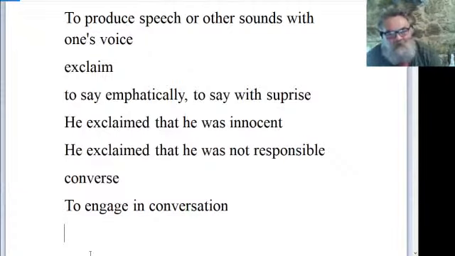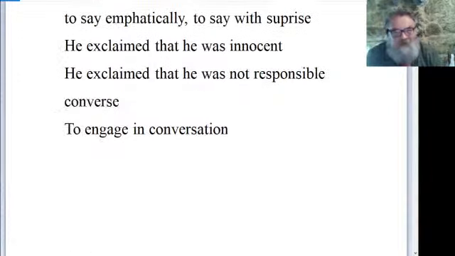Some people just love conversing. Certainly here in Spain, everybody likes to converse the whole time. It's maybe a national pastime. I think that's a good thing. Yeah. So to converse, to engage in conversation, to talk to somebody about something.